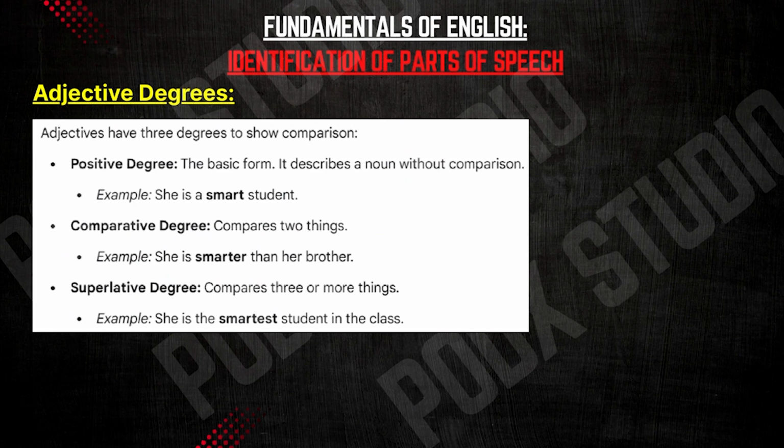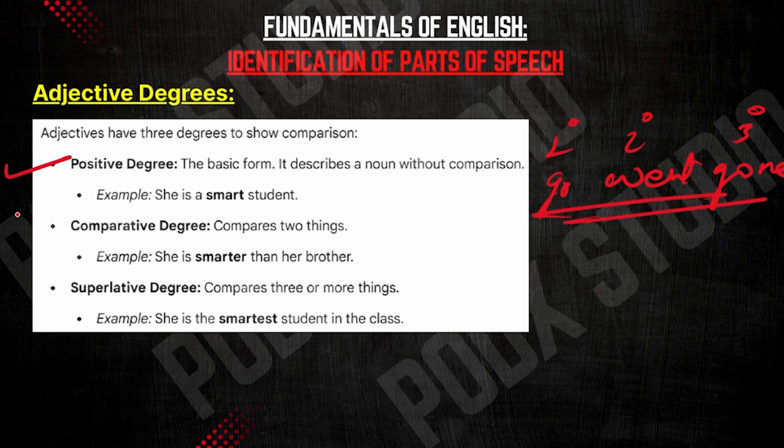Okay, let me tell you the degree. What is degree? Adjective degrees. Degrees are those that we learned when we were children, like go, went, gone. Go, went, gone. This is called the first degree, second degree, and the third degree. So it is categorized as the positive degree, comparative degree, and superlative degree.